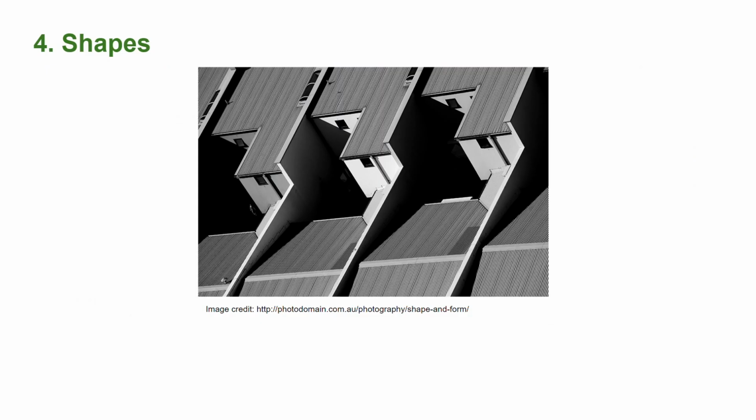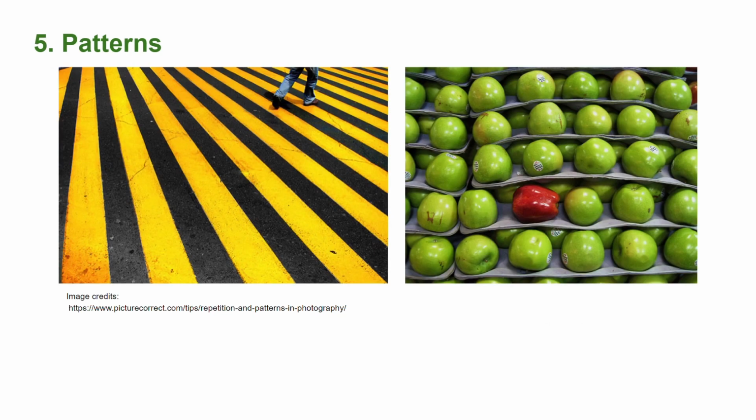Fourth, shapes. If you look at the image below, you can see flat rectangular shapes. These shapes create the form of the building, which makes the image look visually interesting. Fifth, patterns. Repetition of lines or shapes can also create patterns and a sense of harmony in an image. Take a look at these examples. Here, the repetition of the yellow lines and the green apples create an interesting visual effect.